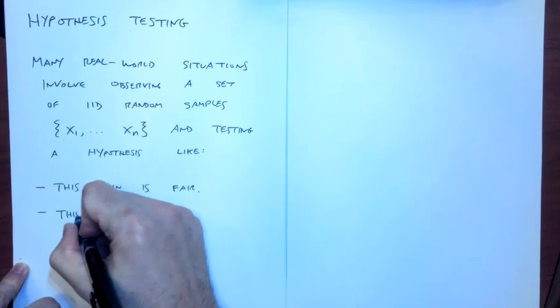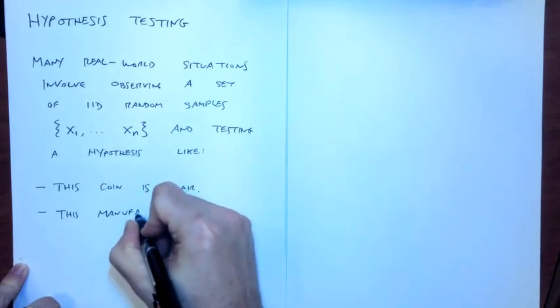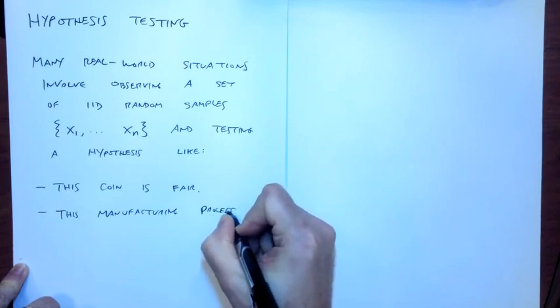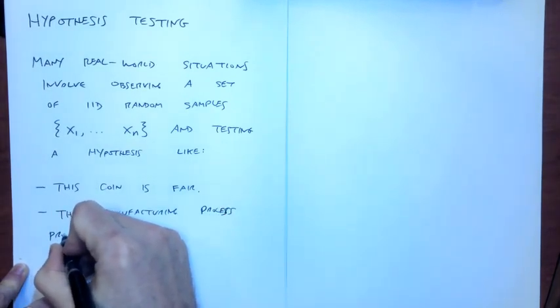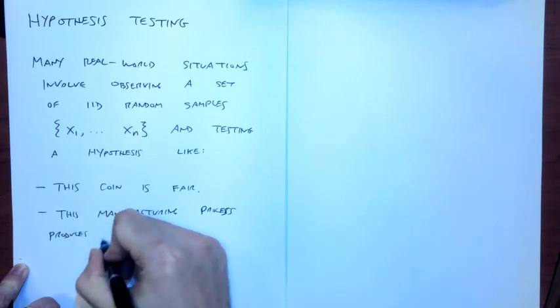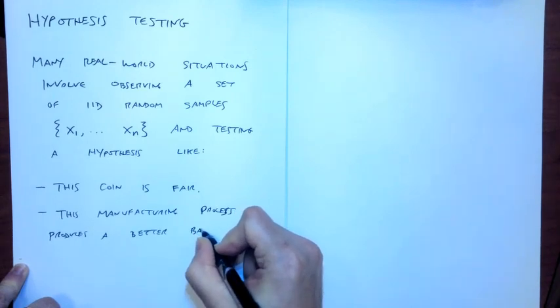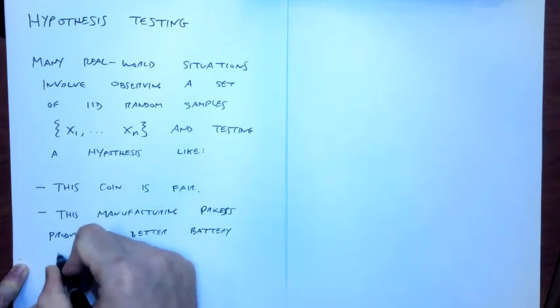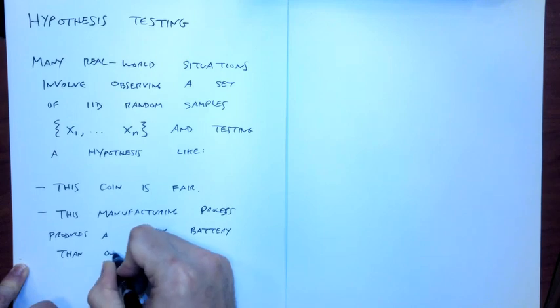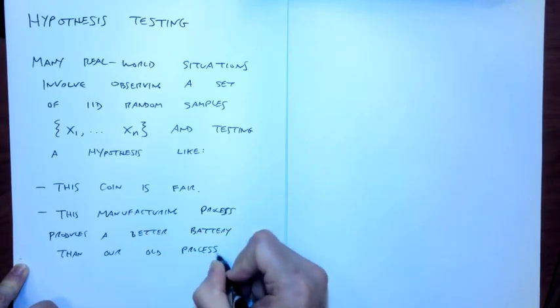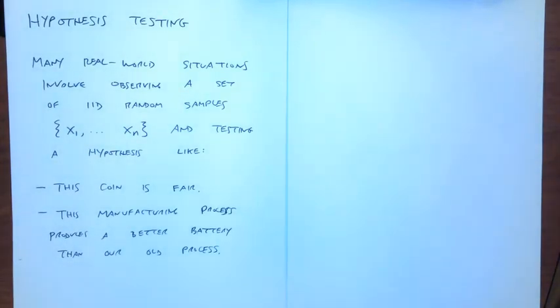Or we could say something like, this manufacturing process, sorry for my bad penmanship, produces a better, whatever, battery than our old process. Right? You go through the effort of changing your assembly line and you crank out a bunch of widgets and you want to know, okay, is this process better than the old one, right?